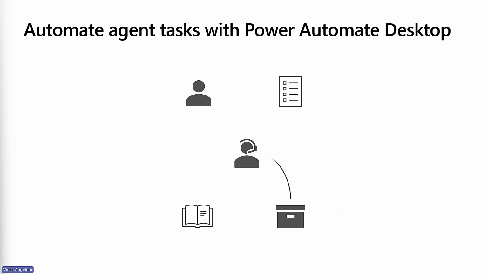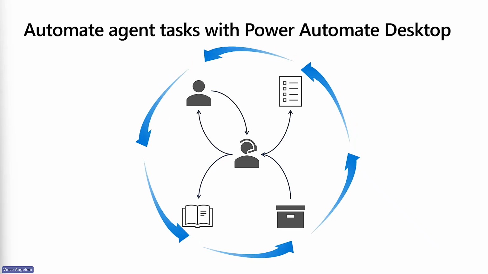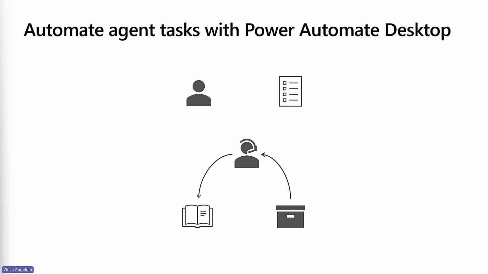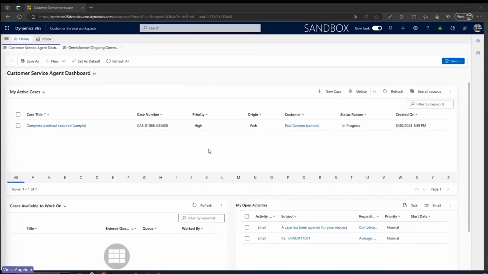Use the desktop flow designer. You can simply drag and drop actions on what you want your desktop flow to do. We have recorded a demo for you to see that combines Dynamics 365 Customer Service Workspace with Power Automate desktop flows. Okay, now we see a quick demo on the real implementation.